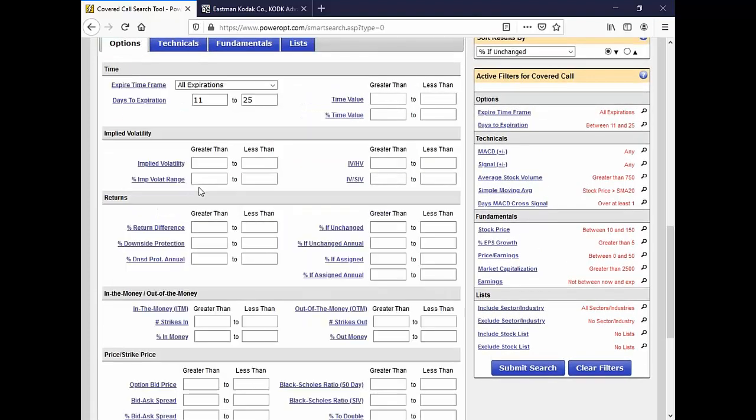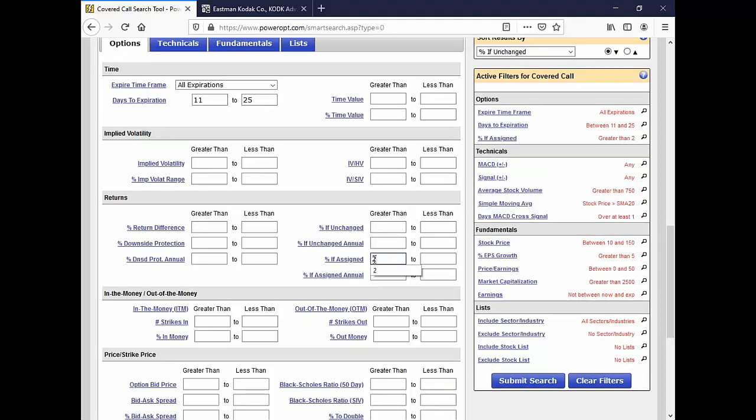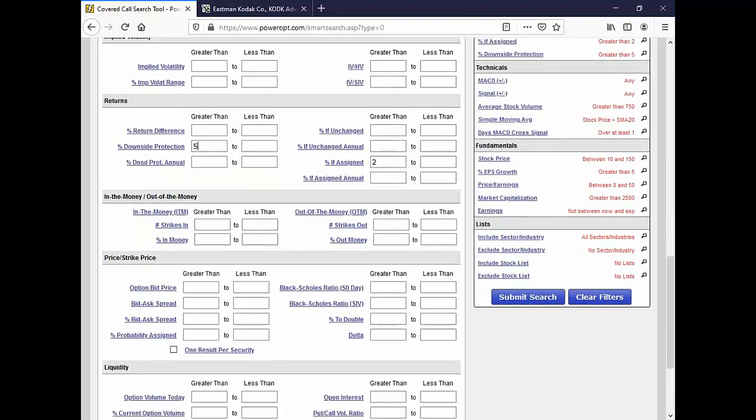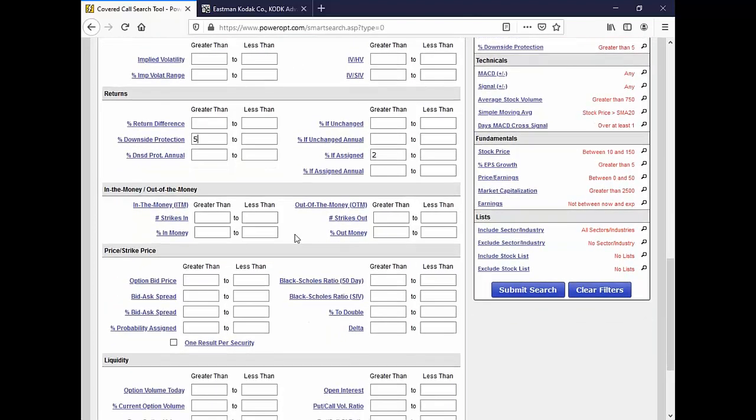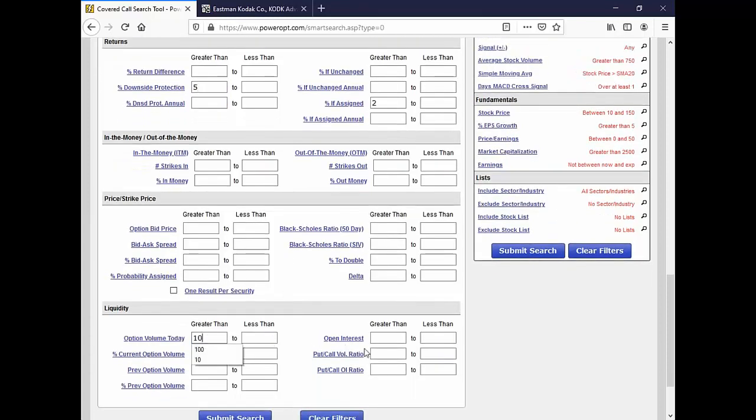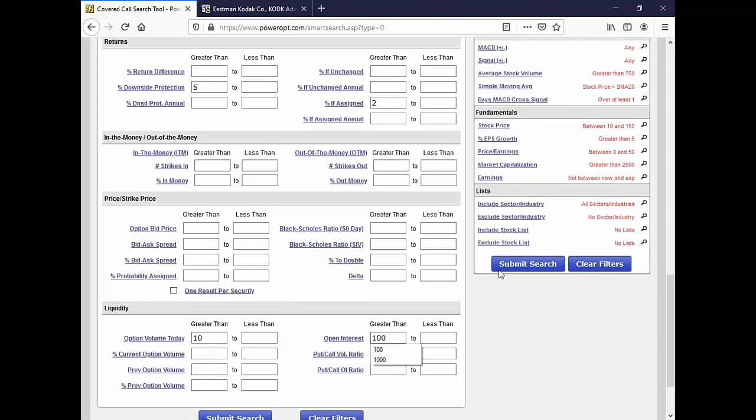Now, to go back to Pierre's other point, let's say I'm 11 to 25 days out, so we're extending from the 5 days. I'm going to look for a good return if assigned of at least 2%. But I still want good downside protection of at least 5%. Not going to worry about implied volatility, don't need any of that. I'm not going to worry about strikes in or out of the money right now for the call, because this percent if assigned and downside protection is going to help me isolate at to slightly in the money covered calls, I believe. And at the same time, I'm just going to look for some basic volume: 10 contracts traded today, at least an open interest of 100.